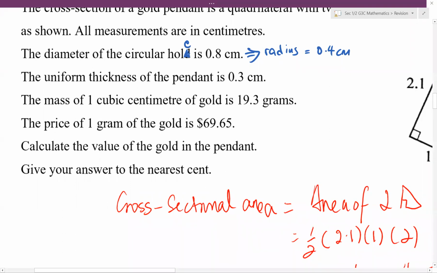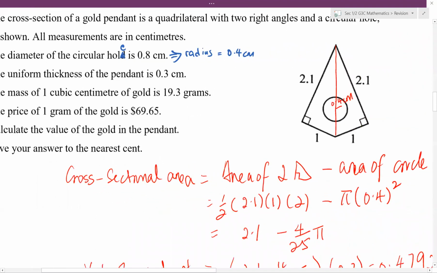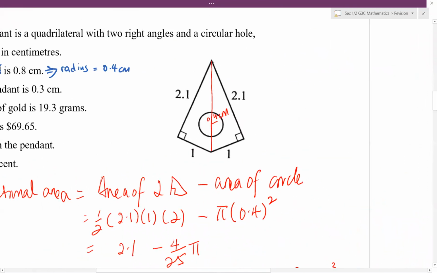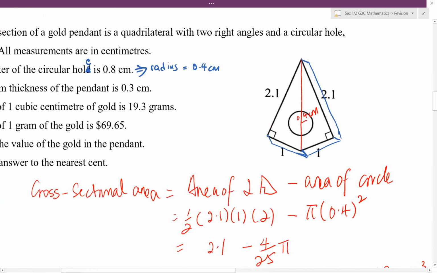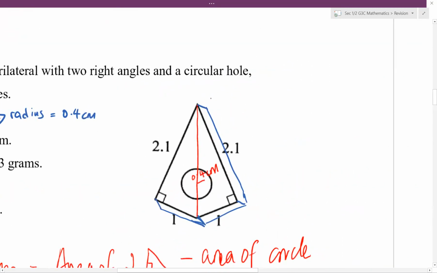The uniform thickness is 0.3 cm. So apparently this being the cross section, it has a thickness. And I'm going to attempt to draw the thickness for you now. Okay, so here is my thickness, and it says that it is 0.3 cm. So this part, 0.3.